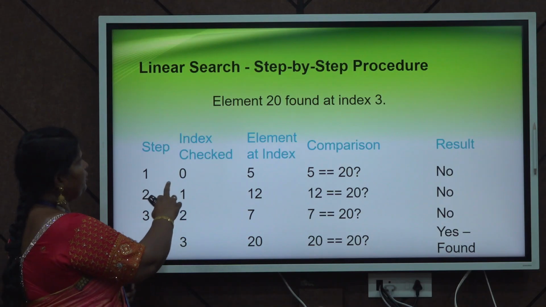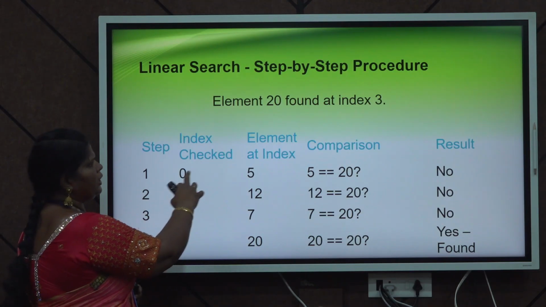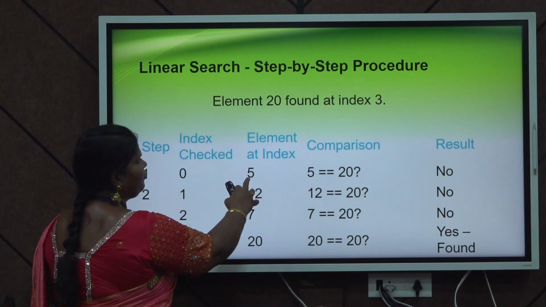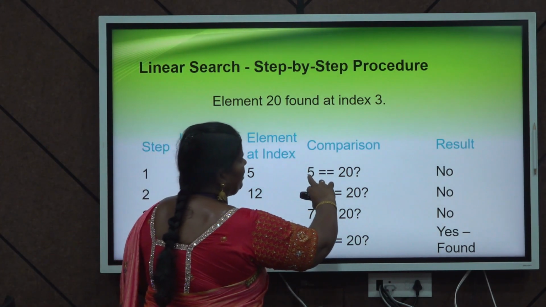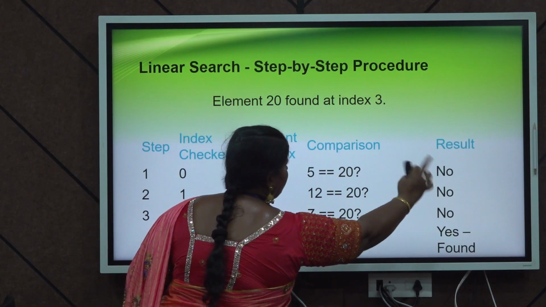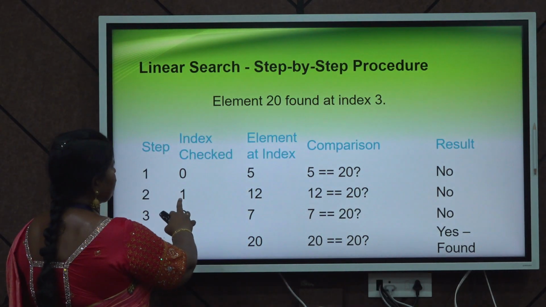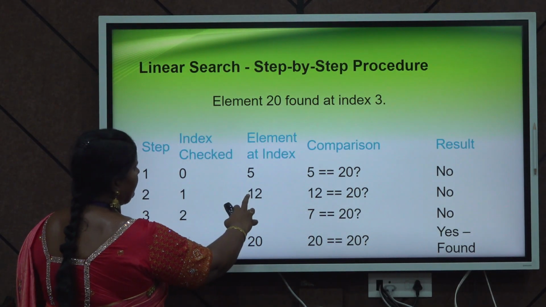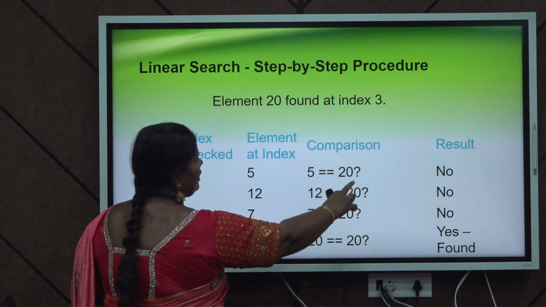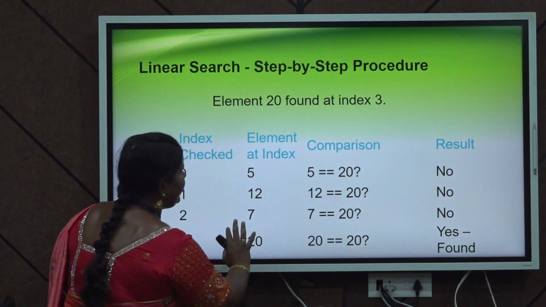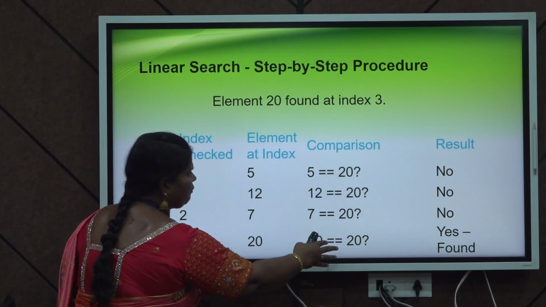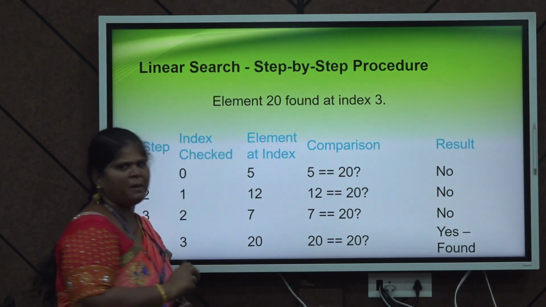So this is the demonstration of the algorithm. The initial index is 0, the 0th position value is 5, and 5 and 20 are compared with each other. 5 is not equal to 20, so the result is no. The first position element, 12, is compared with 20, and the result is no. 7 is compared with 20, the result is no, and 20 is compared with 20, both are equal. So the element found message will be displayed to the user.